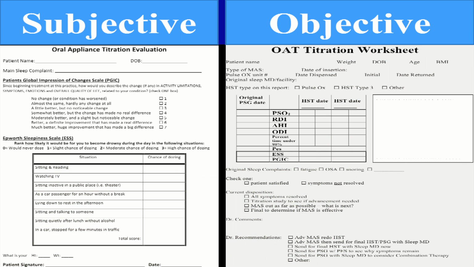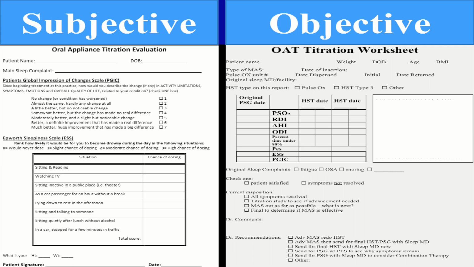And so I have 2 forms I use every time I do a pulse oximeter. That's something that you will learn in a lecture about how to titrate these appliances. But basically, subjective, these are the 2 questions I ask: Epworth and global scale of impression. In other words, how do you feel about it? Things going well? Yeah, I love it. Or not so good. Okay.